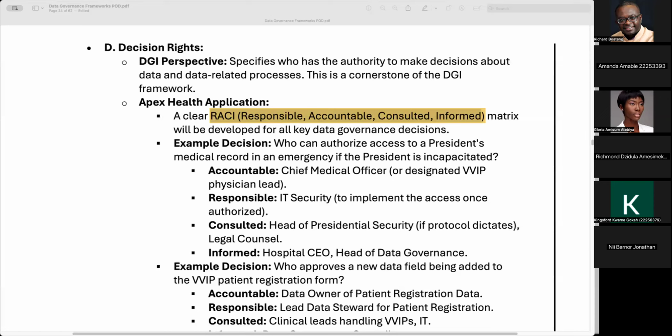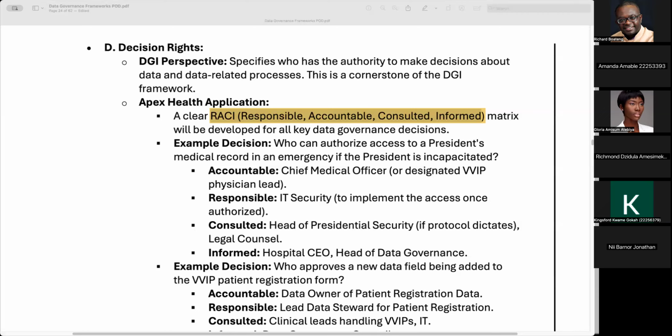The accountable party might be the chief medical officer or the designated head of the VVIP unit. The responsible party could be a senior IT security manager who technically performs the action following strict protocols. Consulted parties might need to include presidential security liaisons or the hospital's legal counsel, depending on the situation. And the informed parties would certainly include the CEO and the head of the Data Governance Office, likely immediately after the event.